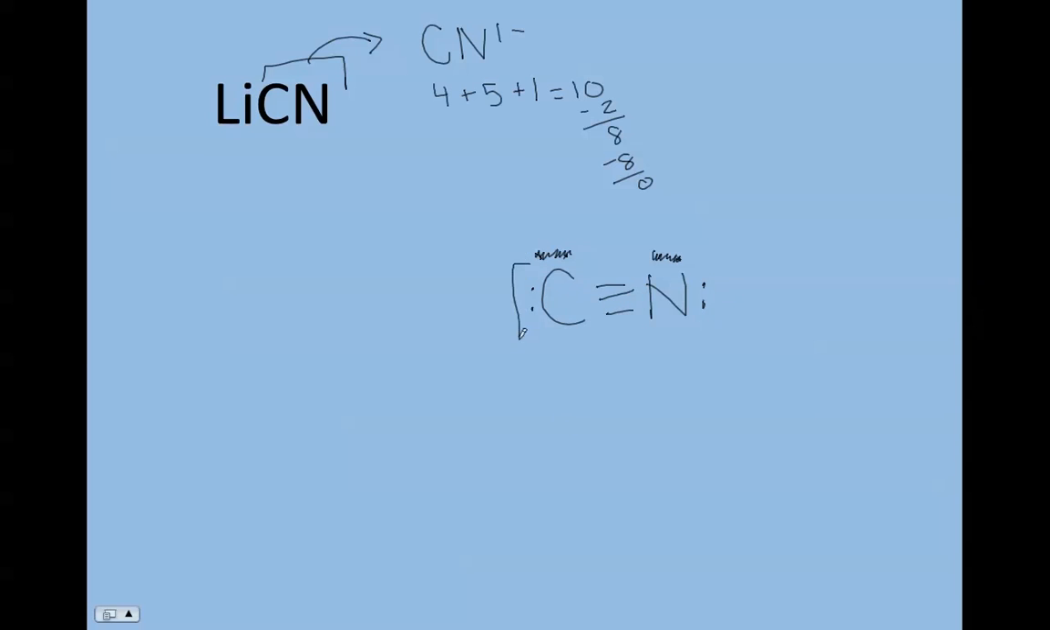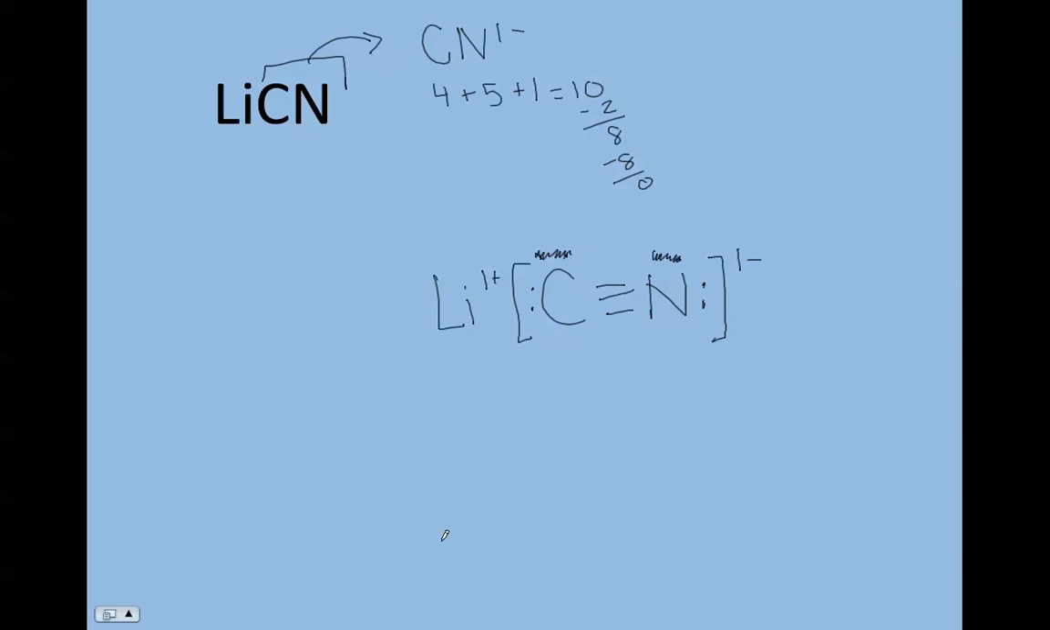However, remember it gained an electron, so it's a polyatomic ion, showing the -1 charge on the outside of the brackets. And then that's going to ionically bond with the lithium ion. So again, we have covalent bonds, electrons shared within the polyatomic ion, but then lithium ionically bonds with that polyatomic ion, and the sum of the charges equals 0.